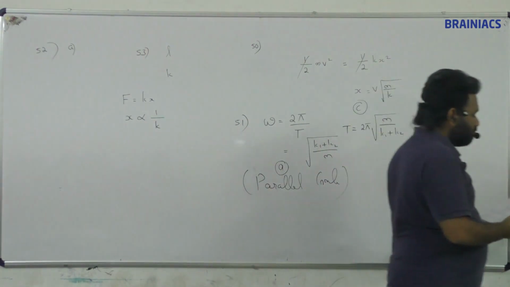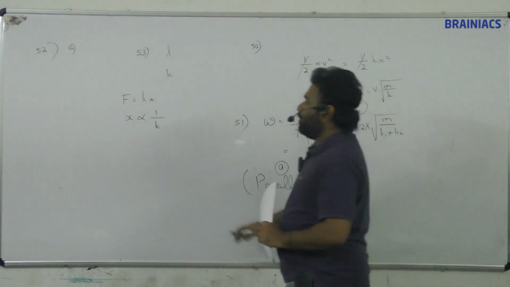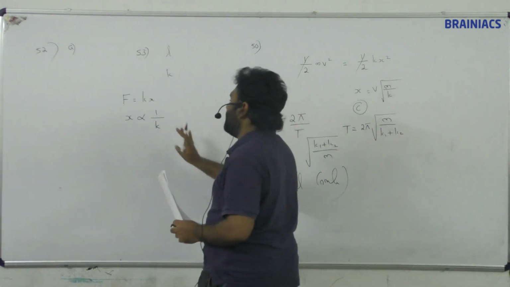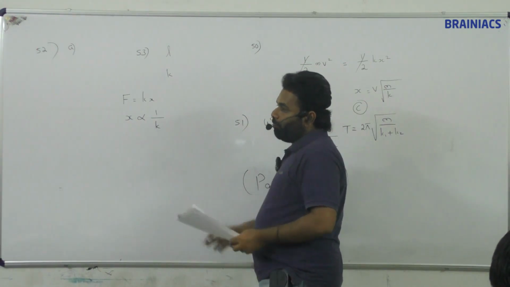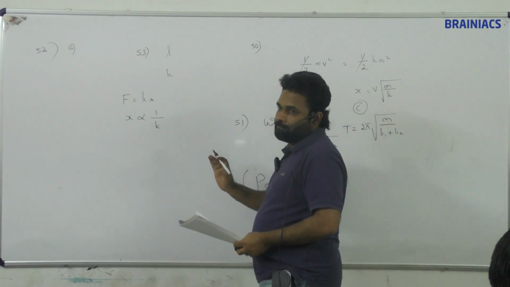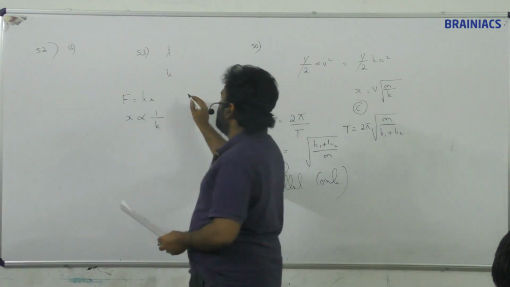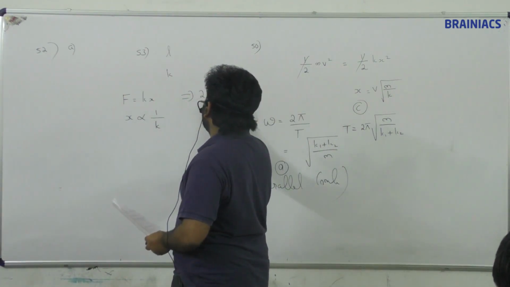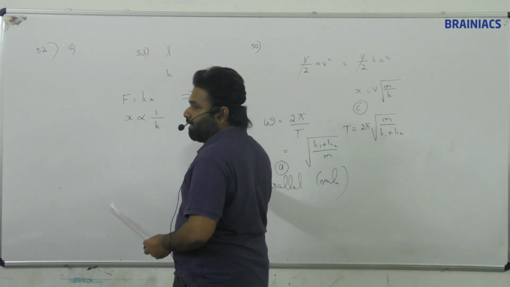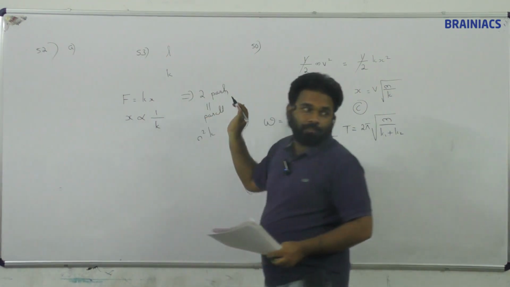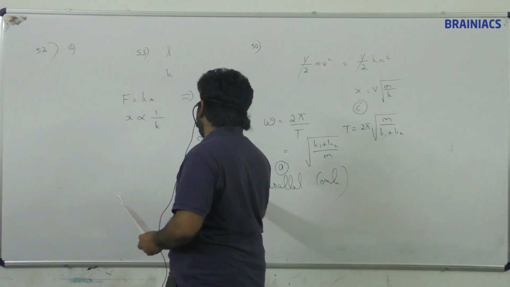What are they asking? The primary discussion is about the extension. So x is inversely proportional to k. What happens if you put them in parallel? If you cut into how many pieces? 2 parts. Cut into 2 parts and then in parallel, we have seen this is nothing but n square into k. So here it is 2 square into k, so 4k.